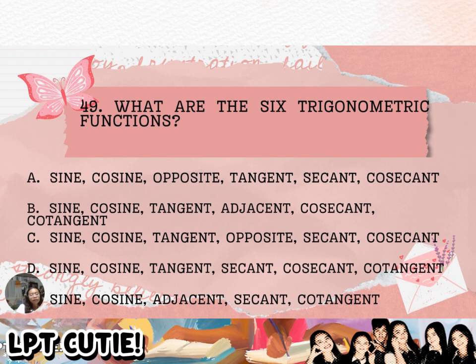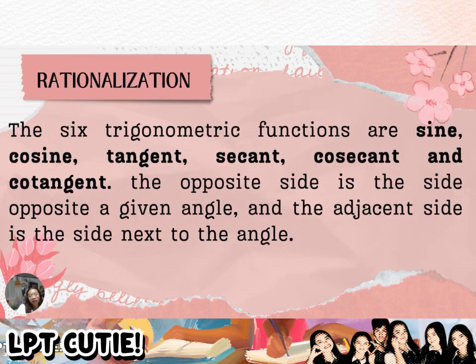So next, we have here, what are the six trigonometric functions? So we can recall what are the six trigonometric functions. So the answer is letter D, that is sine, cosine, tangent, secant, cosecant, cotangent. The opposite side is the side opposite a given angle, and the adjacent side is the side next to the angle. So we just have six basic trigonometric functions: sine, cosine, tangent, secant, cosecant, and cotangent. So that is our trigonometric function.